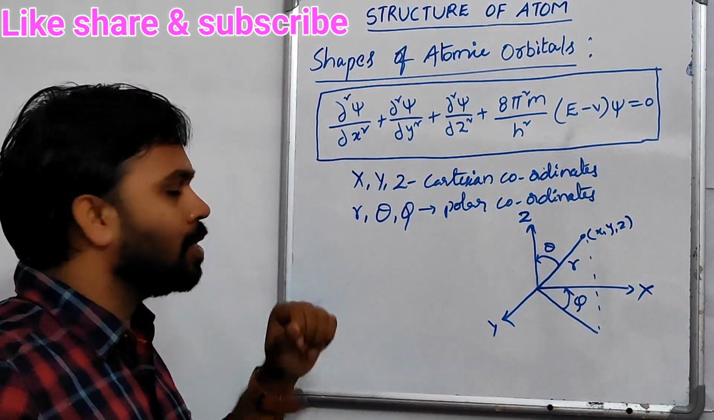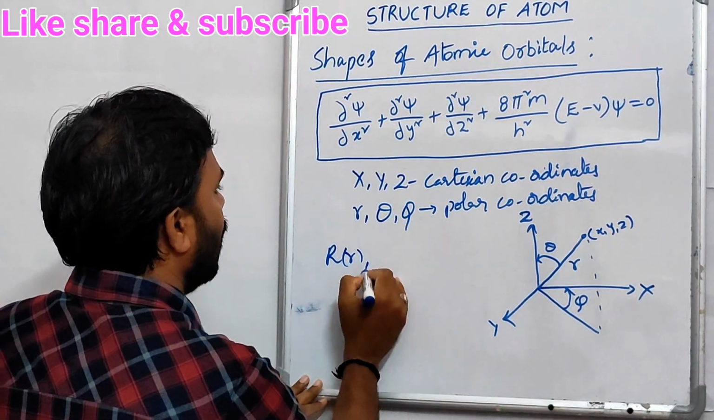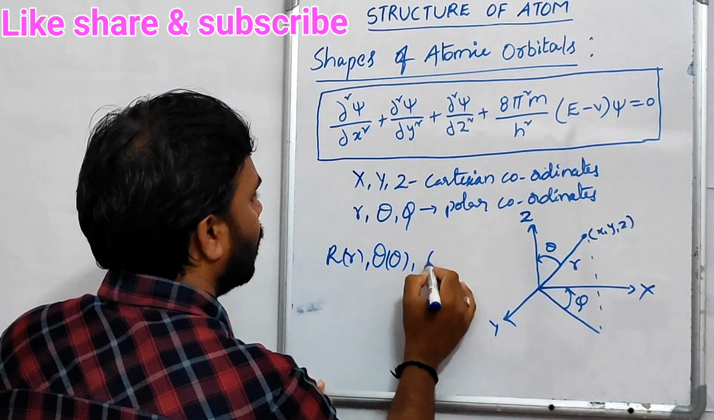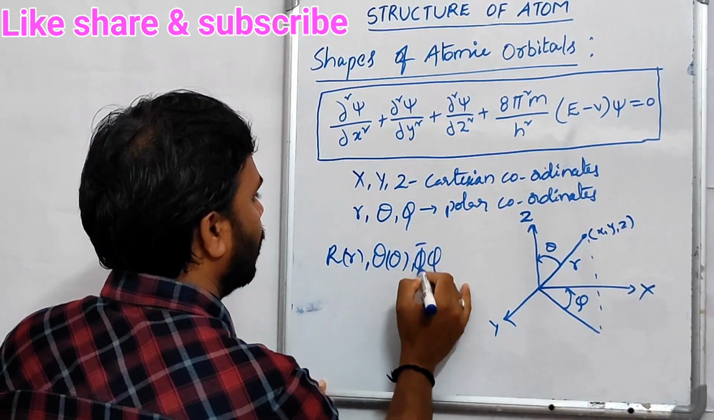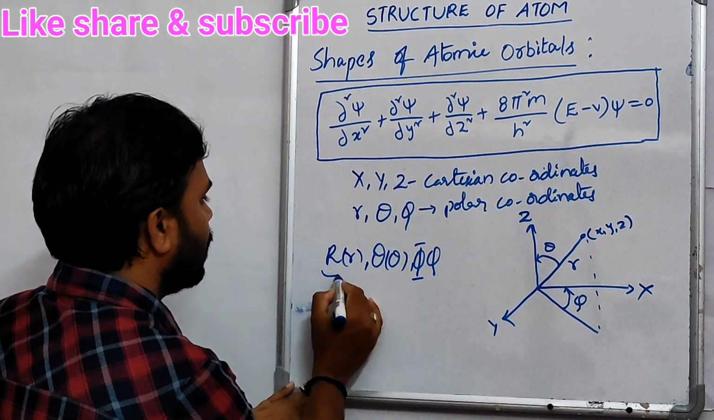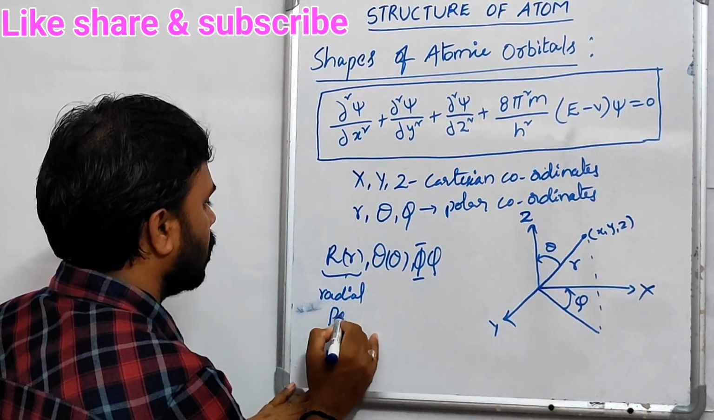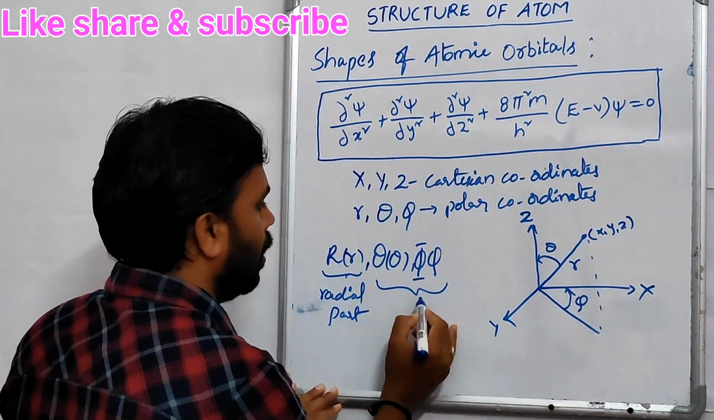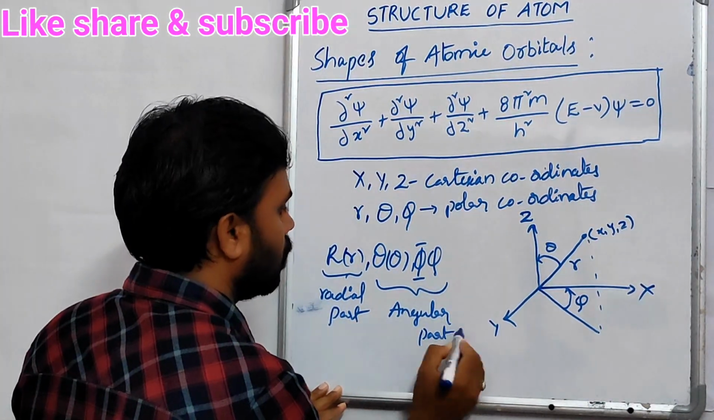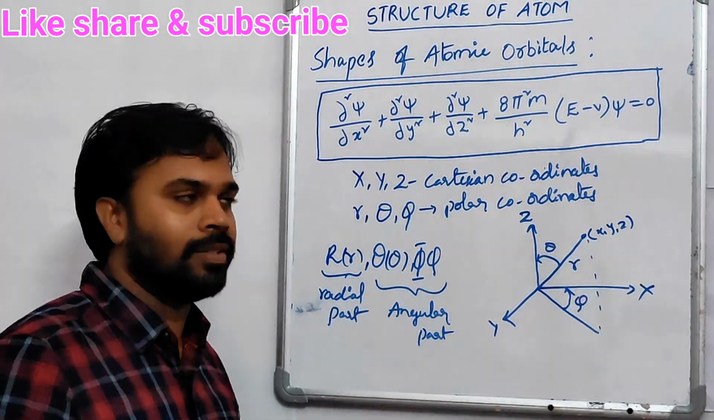These are expressed as r with capital R, theta with capital Theta, and phi with capital Phi. These are divided into two parts. This is called the radial part, and this part is called the angular part. Let's see what is the use of this radial part and angular part.